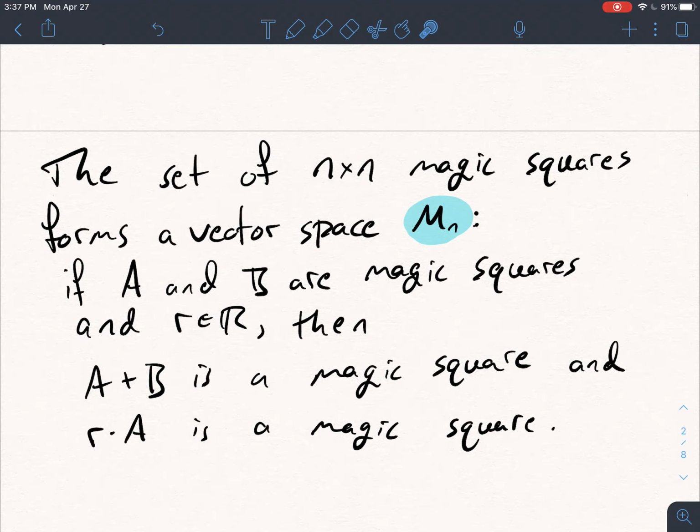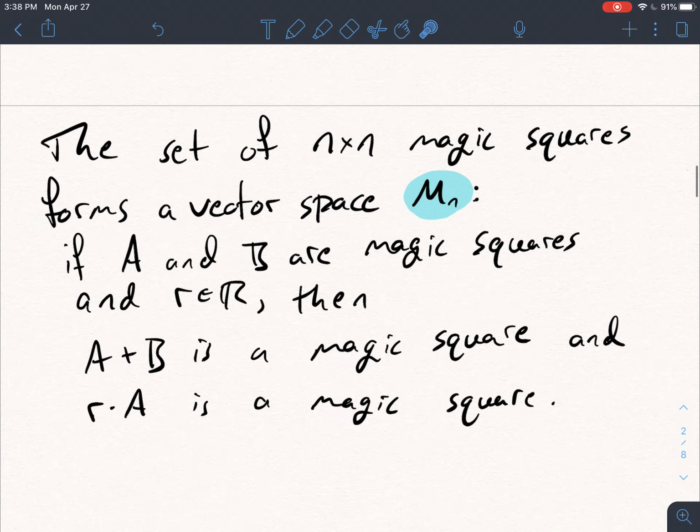Well, first, let me say this. We can take the set of n by n magic squares and form a vector space out of them. The idea for counting the number of magic squares is that we're going to calculate the dimension of these vector spaces. So the set of n by n magic squares forms a vector space, which we're going to denote by m sub n. So if a and b are magic squares and r is a real number, then a plus b is going to be a magic square, and r times a is going to be a magic square.